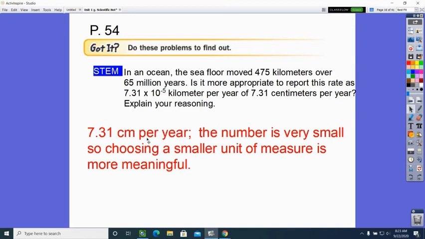The number is very small, so choosing a smaller unit of measure is more meaningful. The smaller the thing you're measuring, the smaller the distance, the smaller the amount of time, you should be talking about a smaller unit. And if it's bigger, like walking to the moon, you should be using a bigger unit.